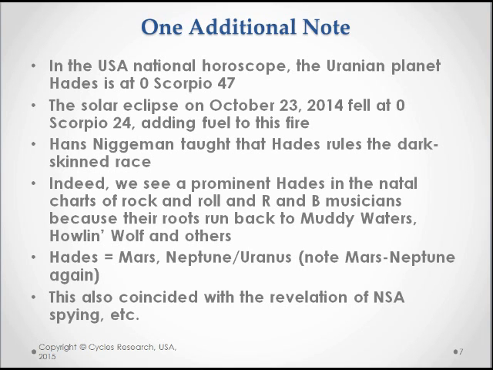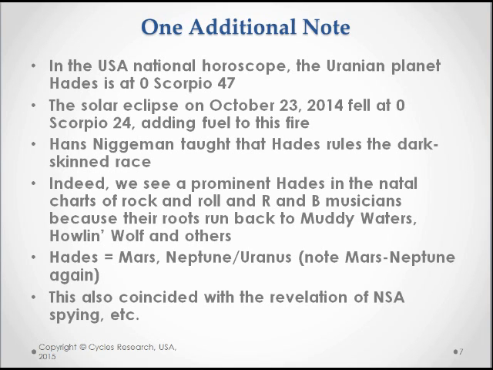So a solar eclipse on that degree would have added the additional clue that something would occur involving race relations in the United States. And if we put the pointer on Hades, what do we wind up with but the same Mars-Neptune midpoint again, but we get Mars-Neptune on one side and Uranus on the other. So a repetition of Mars-Neptune, which was picked up as we saw previously.